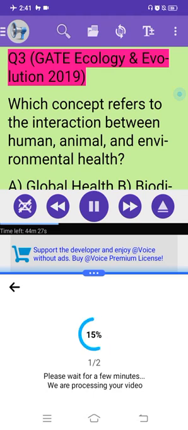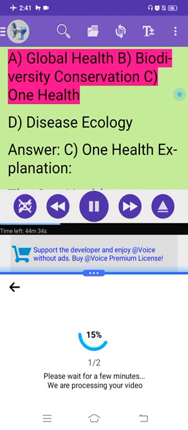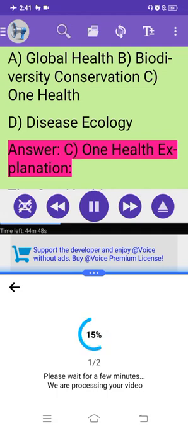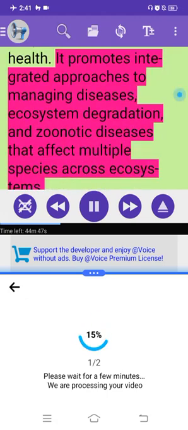Q3. GATE Ecology and Evolution 2019. Which concept refers to the interaction between human, animal, and environmental health? A. Global health. B. Biodiversity conservation. C. One Health. D. Disease ecology. Answer. C. One Health. Explanation. The One Health concept emphasizes the interconnectedness of human, animal, and environmental health. It promotes integrated approaches to managing diseases, ecosystem degradation, and zoonotic diseases that affect multiple species across ecosystems.